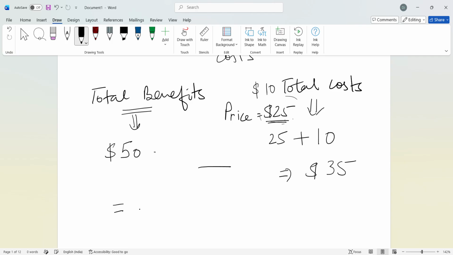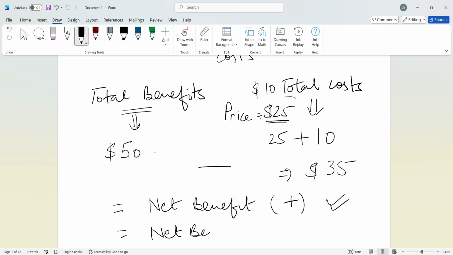So what I'll do is subtract the total cost from the total benefits and see what the net result is. If the net benefit comes out to be positive, then yes, it's basically a rational decision to go and buy the umbrella. But if the net benefit comes out to be negative, then it's not a good decision to buy the umbrella. So that's how this cost benefit analysis works in economics.